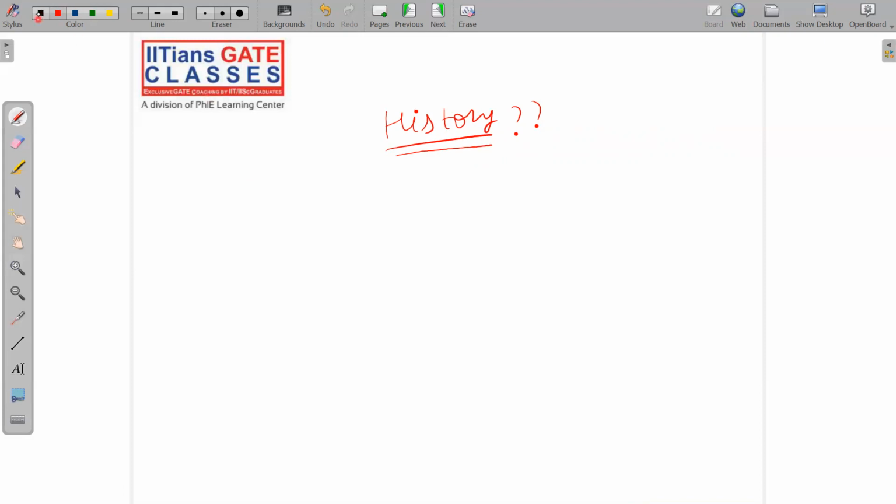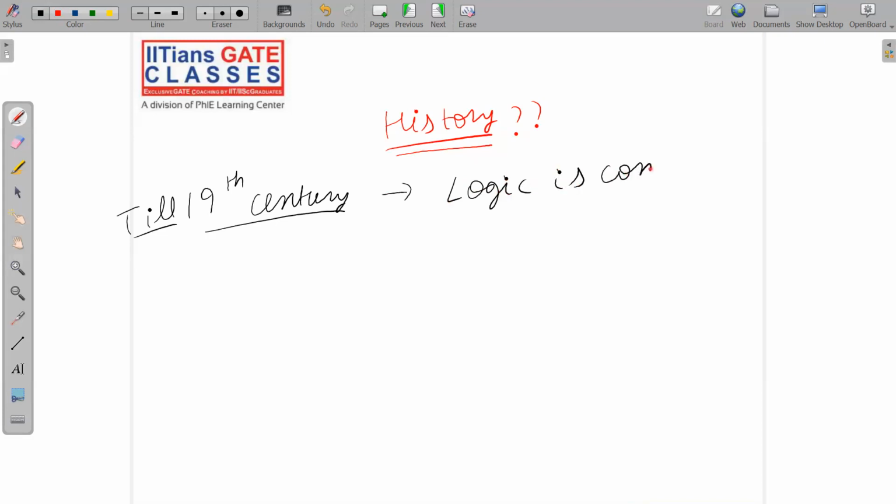Till early 19th century, everyone believed that logic is complete. Everybody believed that logic is complete. So what is the basic meaning of complete here? Complete means it can prove anything.